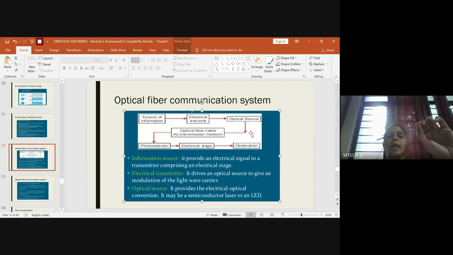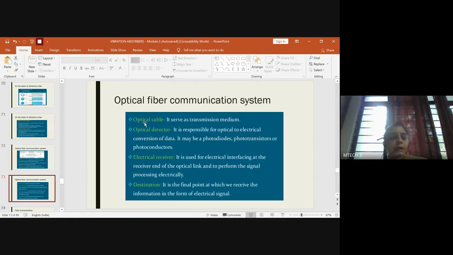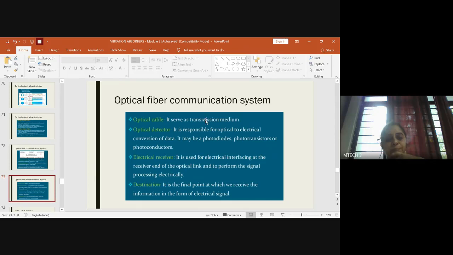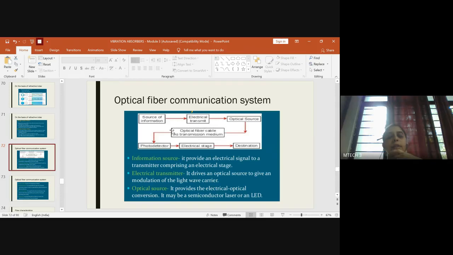It will decide at what angle the light rays have to be incident on the optical fiber. The light rays will be incident based on the numerical aperture quantity that you will measure. They will make the light rays pass into the optical fiber. So this work is done by the optical source. Once it is done, it comes to the optical cable, right? In optical fiber, you will have the optical cable. What does it do? It serves as a transmission medium. Now this optical cable has to transmit the light which has been incident at this point to here. So you'll have an optical fiber cable which will transmit the light from this end to that.